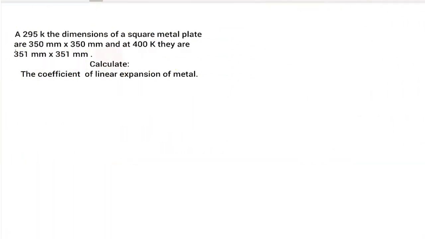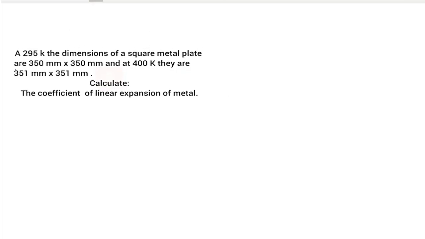In this lesson, we're going to be solving this problem. This problem is under thermal expansion. It reads as follows. At 290 K, the dimensions of the square metal plate are 350 millimeters by 350 millimeters. So at this temperature, the dimension of the plate is this.